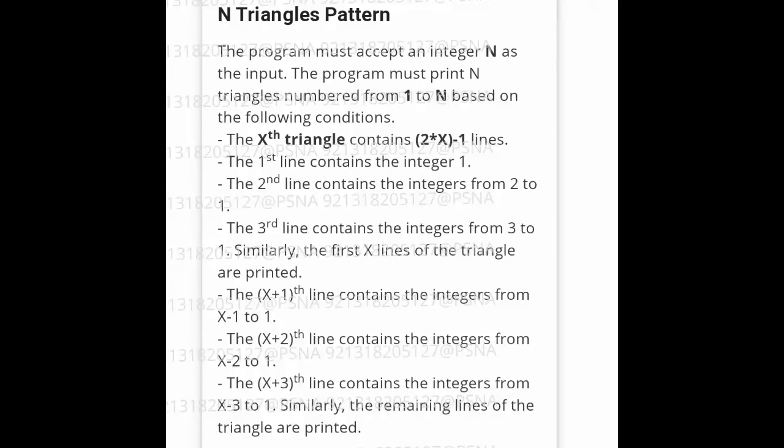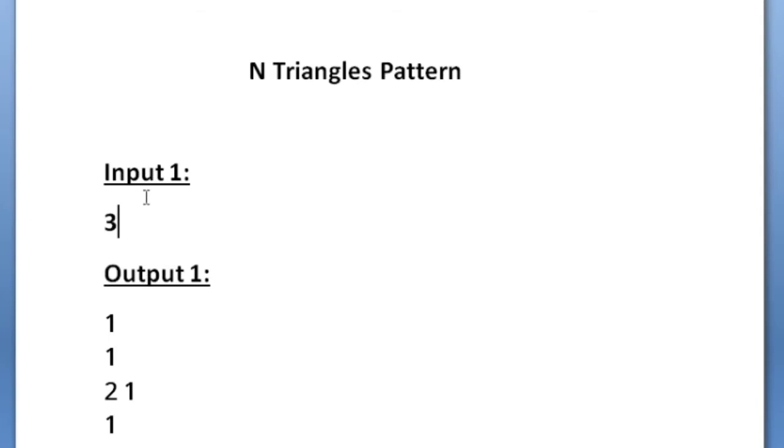This is the question asked in today's SkillRack daily challenge. We are given an integer n as input and our task is to print the triangle pattern for all the integers from 1 to n. In our sample input 1, the value of n is equal to 3. So we have to print the triangle pattern for the integers 1, 2 and 3. So this will be our output. And this output contains the pattern of 3 integers: 1, 2 and 3.